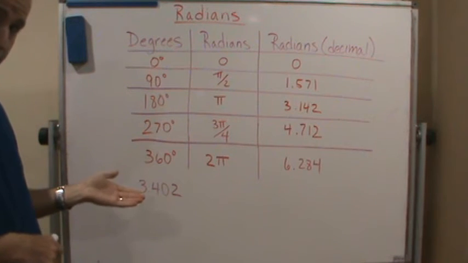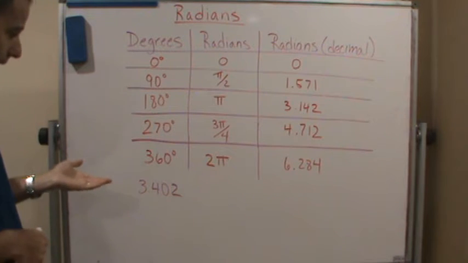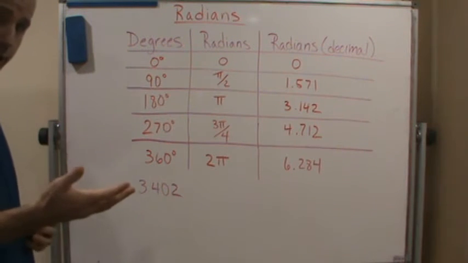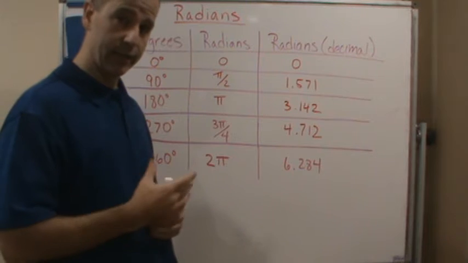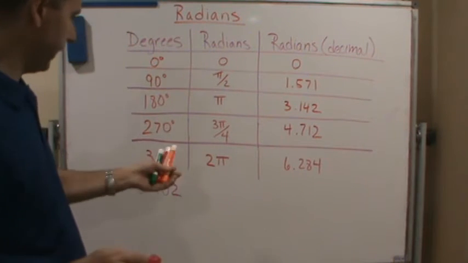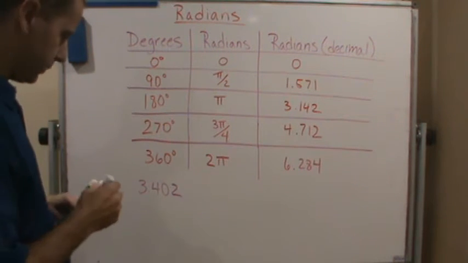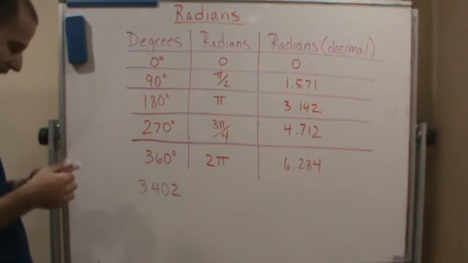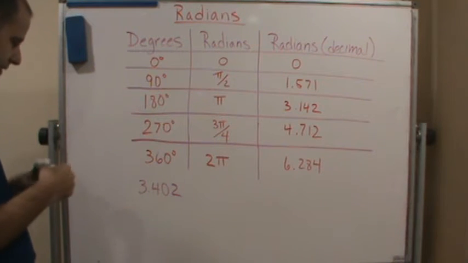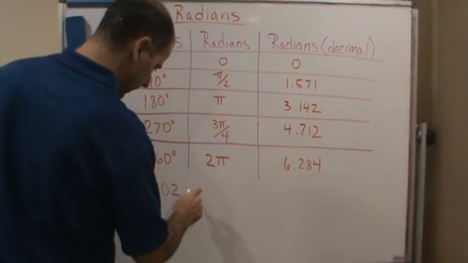We subtracted 180 degrees, right? So if we're in the third quadrant, we subtract 180 degrees. Well, in this case, 180 degrees is pi, so we're going to subtract pi, right? So the way we handle it is the same.